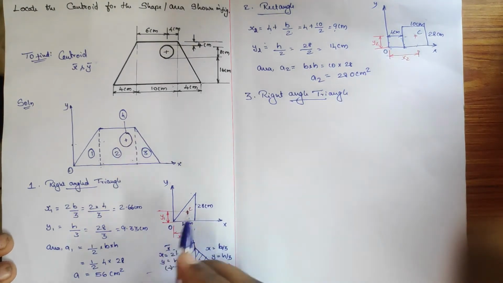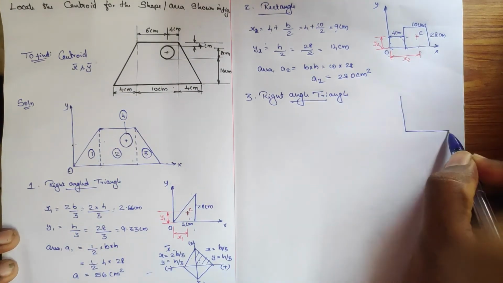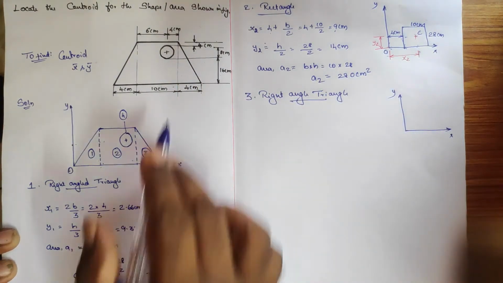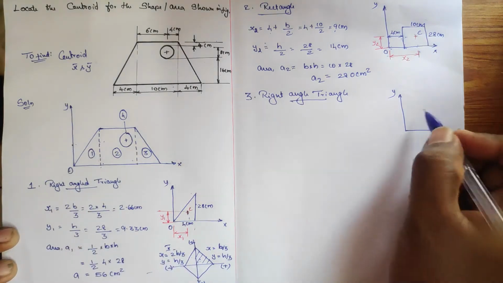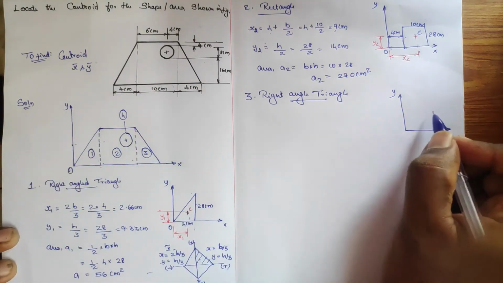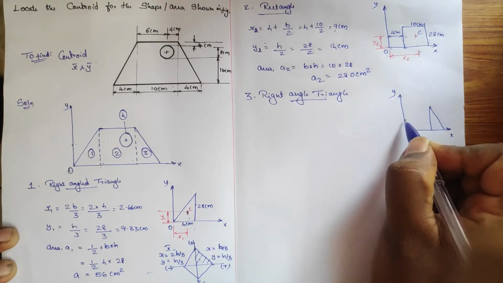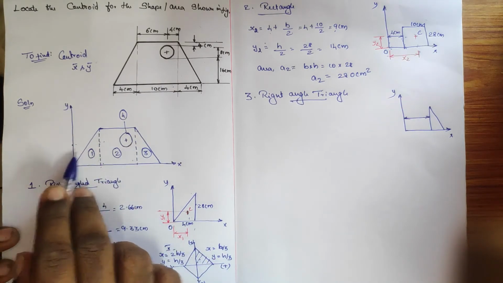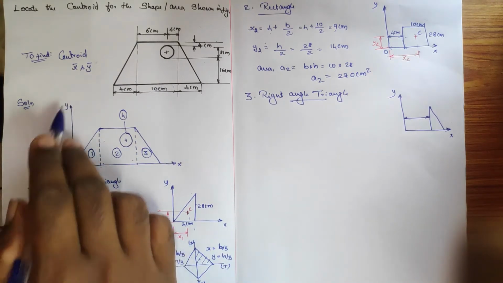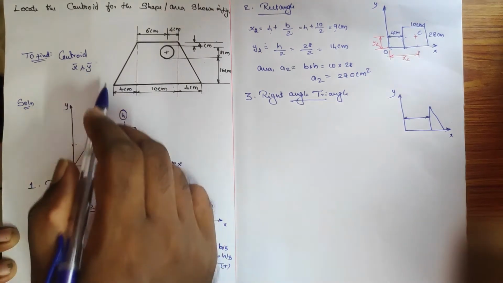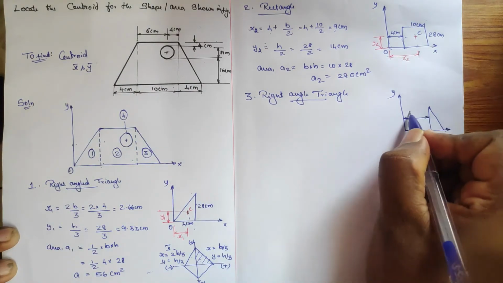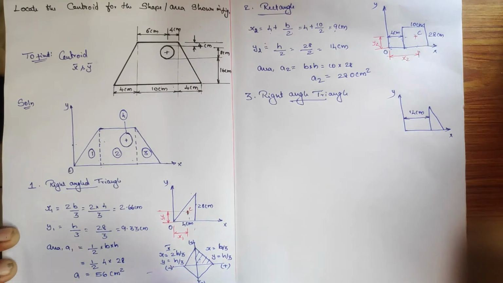Right angle triangle, and it is just in the basic position. But it is located some distance from OY. There is a gap, so we need to measure how far it is from the OY. By seeing the measurement 4 plus 10, I can say it is 14 centimeter ahead from OY. Okay, this needs to be found.